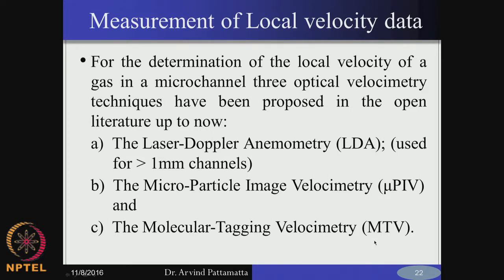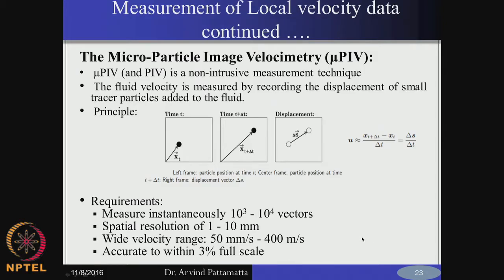LDA is also an anemometer, but it uses a laser, and this is used for larger channel dimensions. But if you are really looking at small channel dimensions, we have to look at the same PIV which is there in conventional measurements, and this has to be scaled down to capture micron-sized resolution. Apart from that, you also have an expensive method called molecular tagging velocimetry. I think many of you know how the PIV setup works, right?